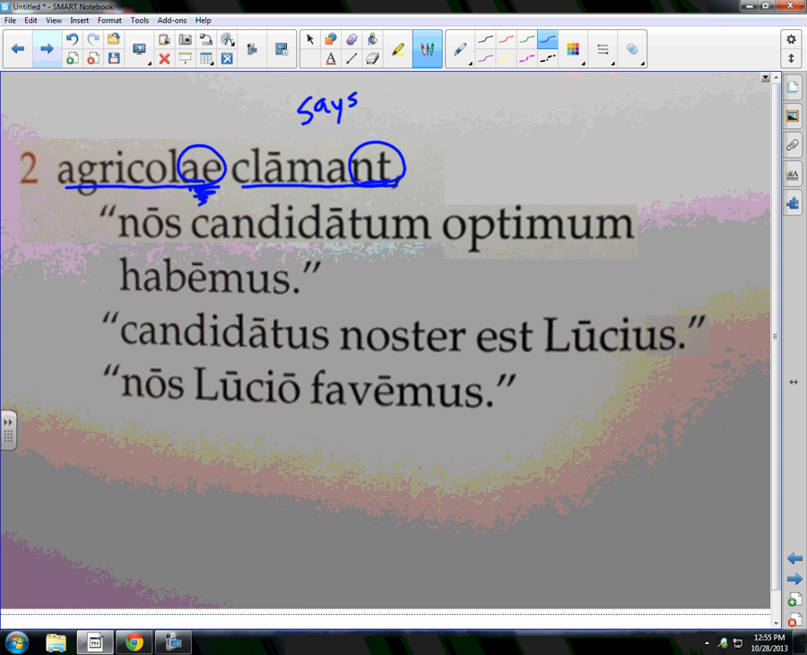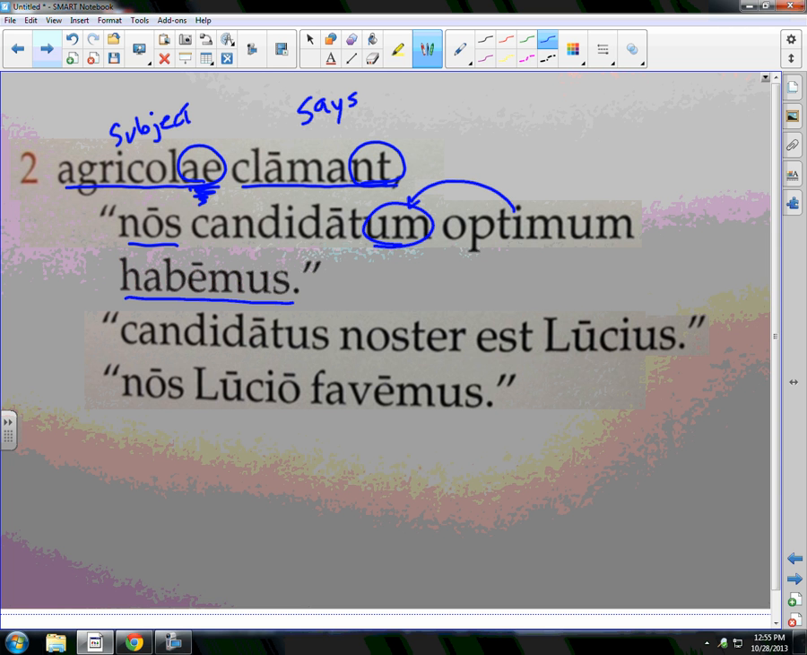So the farmers, I know, is going to be the subject. How do I know that? I'm guessing at this point. I'll change it later if I need to. The farmers shout. We is the subject. We have my verb. And then we have the best candidate.